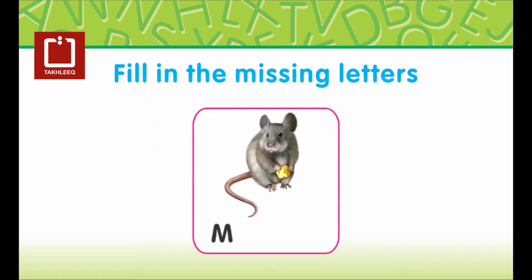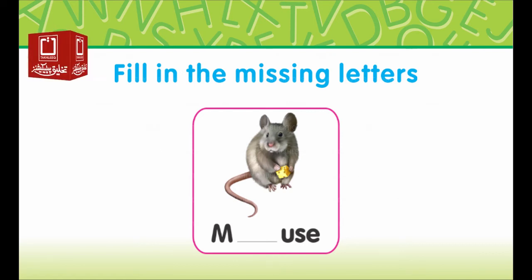Here we see the picture of a mouse. Here is written M dash U S E. The spellings of mouse are M O U S E, mouse. Here letter O is missed, so we write here O.